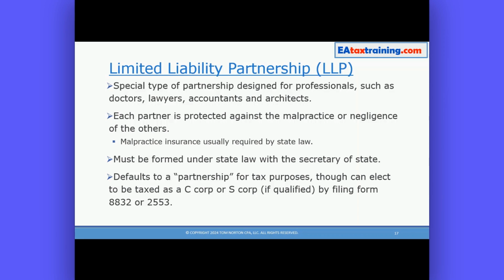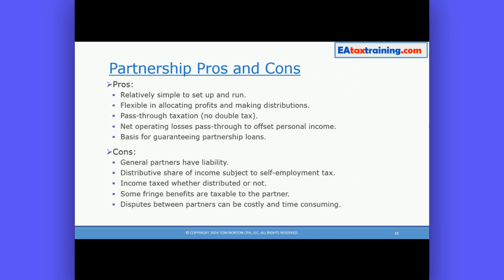And again, this must be formed under state law with the Secretary of State's office, and it defaults to being taxed as a partnership, though they can choose to be taxed as a C Corp or an S Corp if they want to. So the pros and cons of being a partnership. Well, the pros are it is relatively simple to set up and run. It is flexible in allocating profits and making distributions.